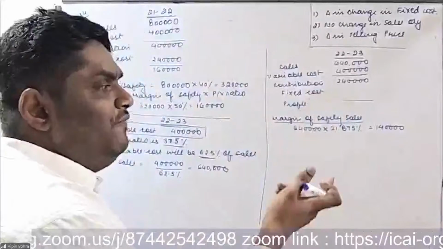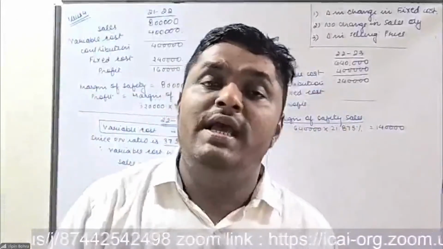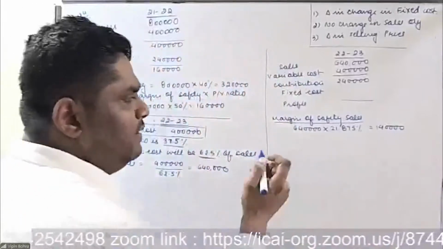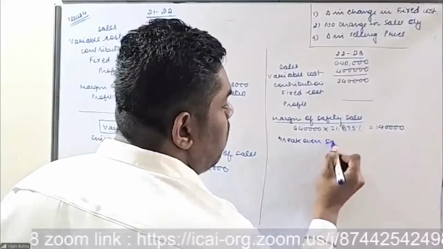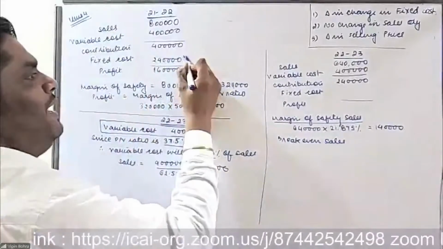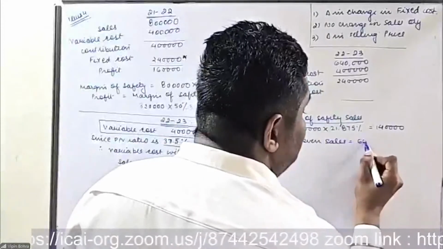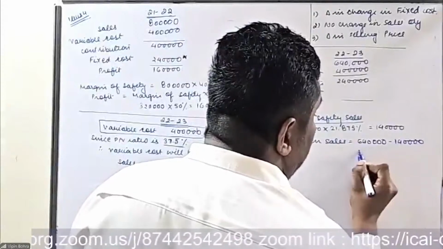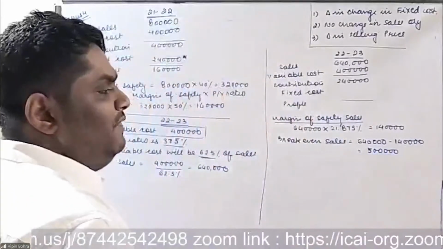Now we can calculate the fixed cost after calculating the profit, or alternatively, we can calculate the break-even sales, and if we multiply it by PV ratio, we will get the fixed cost. So both the approaches are correct. See, in this, I have calculated the profit first and fixed cost was my balancing figure. So herein we can first calculate the break-even sales, that is 6,40,000 minus 1,40,000. So this will be 5 lakh.